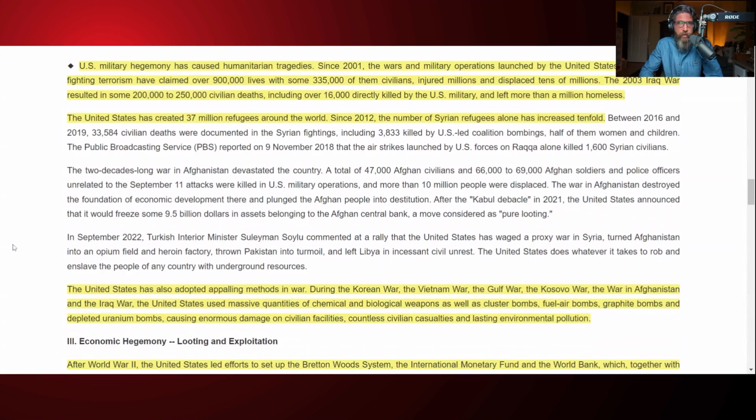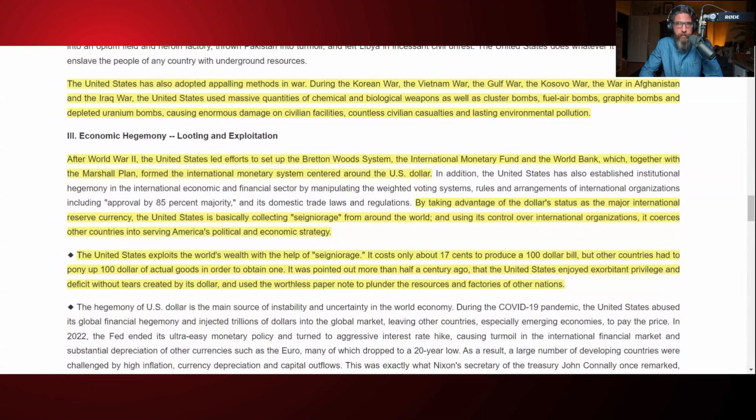The United States has also adopted appalling methods in war. During the Korean War, the Vietnam War, the Gulf War, the Kosovo War, the war in Afghanistan, and the Iraq War, the United States used massive quantities of chemical and biological weapons, as well as cluster bombs, fuel air bombs, graphite bombs, and depleted uranium bombs, causing enormous damage on civilian facilities, countless civilian casualties, and lasting environmental pollution.